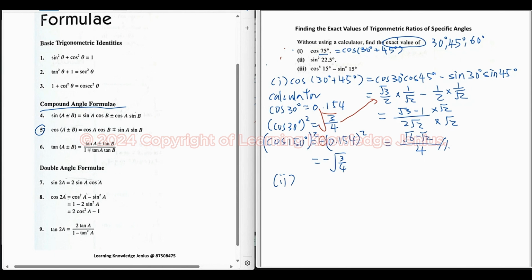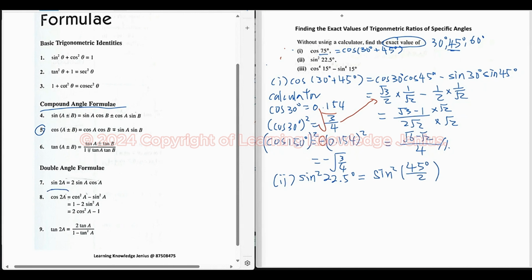Okay, part 2, something interesting. Having sine square 22.5 degree. If you look at this one, you can see that there's a square here. And the 22.5 degree, you can think of 45 as actually double of it. So for a question like this, I will think of the double angle formula, this one. And since it's sine, I will use this one. So in this case, our 2A is 45, and the A is 22.5.